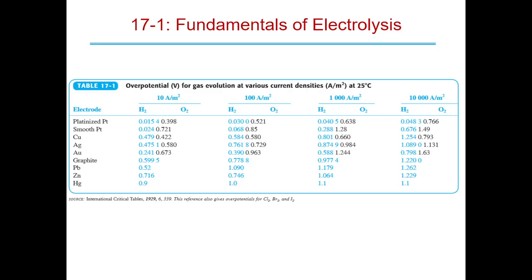Okay, so overpotential for gas evolution at various current densities is right here. And so you can see the different overpotentials here. These are the different electrodes. These are the different gas densities, well, current densities for these gas evolutions. By the way, notice this number, this is amps per meter squared. So it's an area where amperage is being applied.